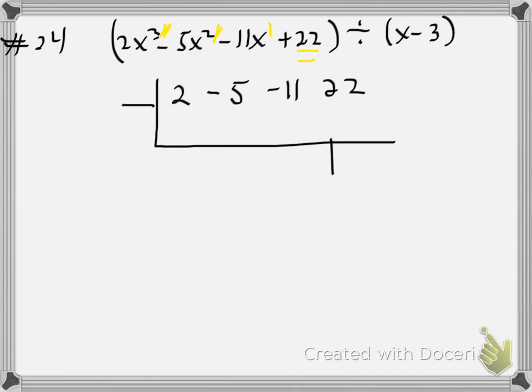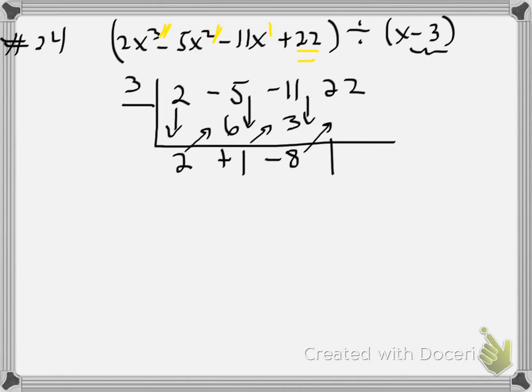Okay, and so now this number we want, it's x, the opposite sign of that, so that's a positive 3. And we add going down. 2 plus 0 is 2. And we multiply going this way times 3. So that's a 6. Now I add going down again. So that's negative 1. Excuse me, positive 1. Multiply by 3. So I get positive 3. Add going down. It's negative 8. Multiply by 3. And you get negative 24.